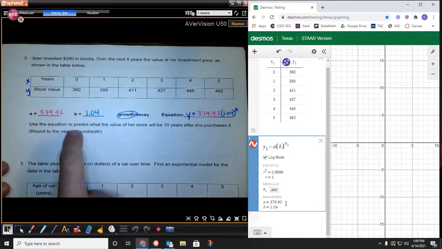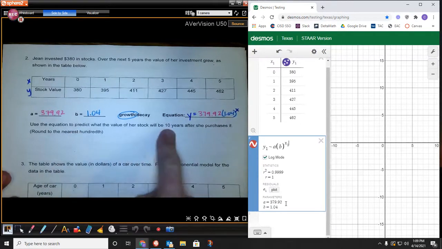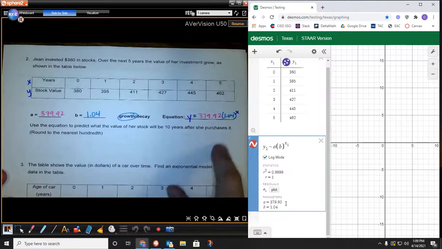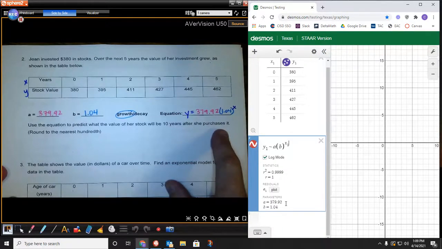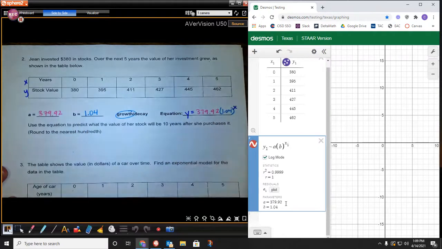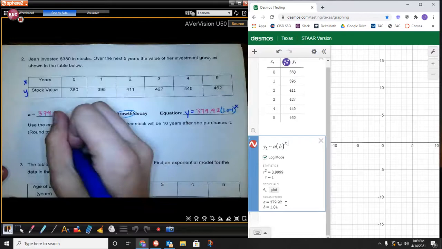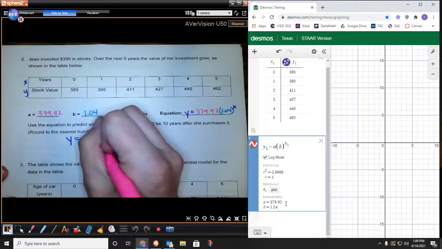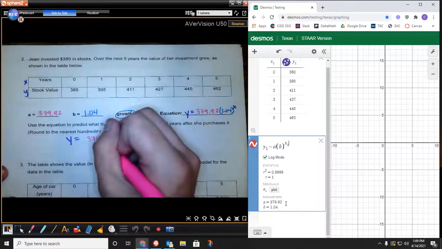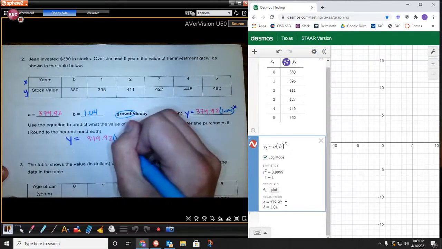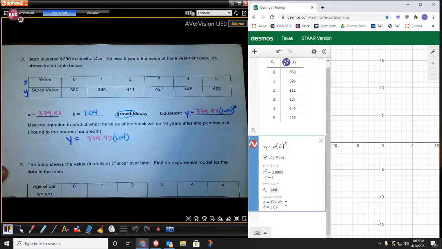Now it says use the equation to predict the value of her stock will be in 10 years after she purchases it. Sorry about that. And I didn't even read the problem. This is about Jean, and she's investing money in stocks, and we want to see what the value is over the years. So now we're going to go ahead and write it. It would be y is equal to 379.92 parentheses 1.04. It is increasing by about 4%.